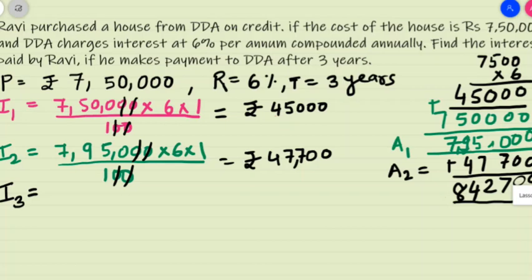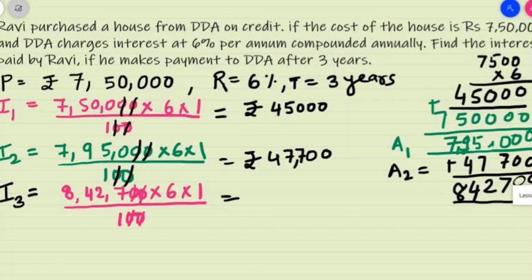So for that third year, principal amount is 8,42,700 multiplied by 6 into 1 divided by 100. Okay. So now let us cancel the two zeros. So you are left with how much? 8427 into 6. 8427 into 6. So I am just calculating here.